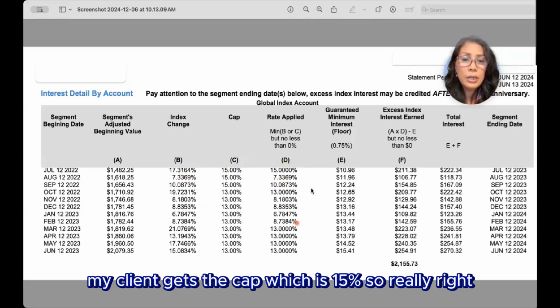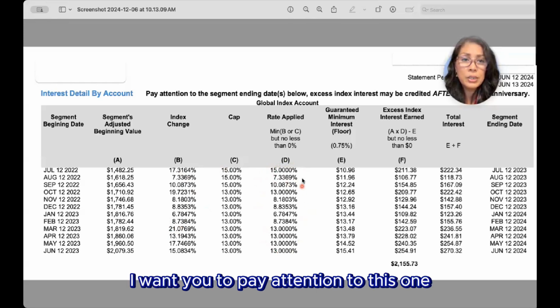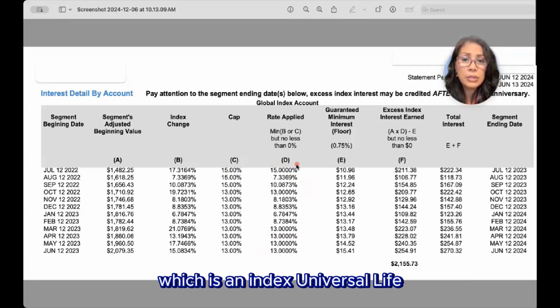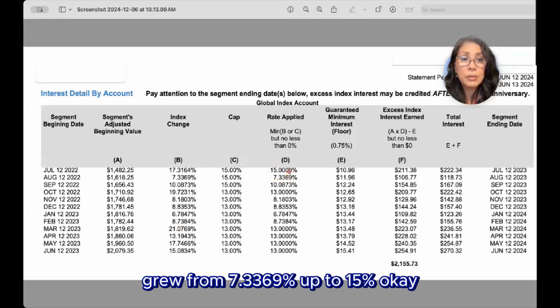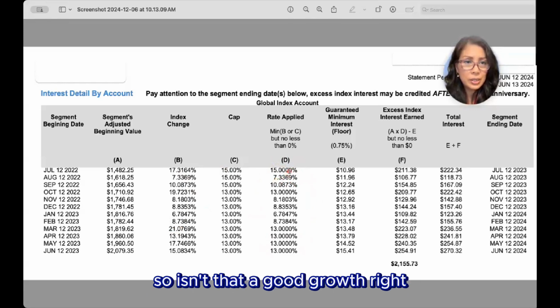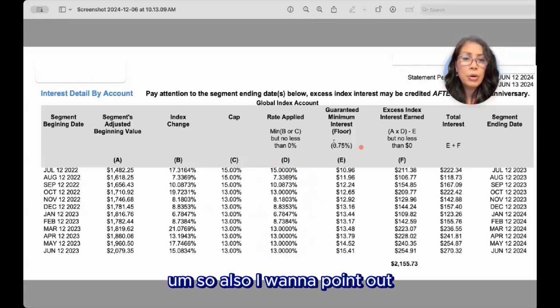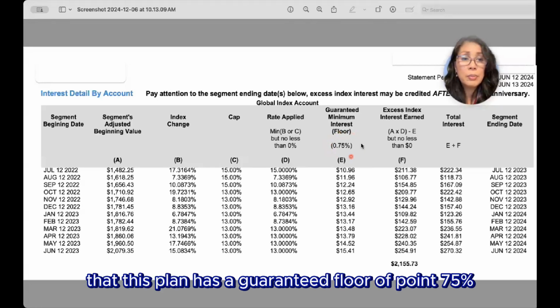So really, you can see here, I want you to pay attention to this one. The growth of my client's policy, which is an index universal life, grew from 7.3269% up to 15%. Okay, so isn't that a good growth compared to your savings account? So also I want to point out to all of you that this plan has a guaranteed floor of 0.75%.